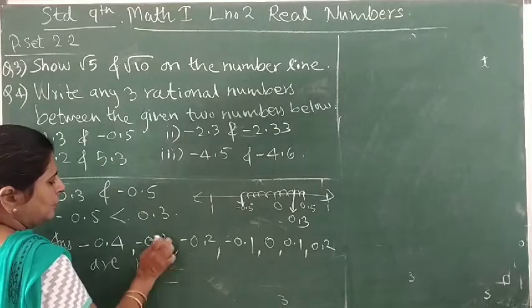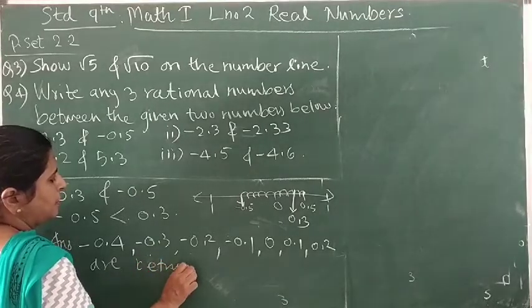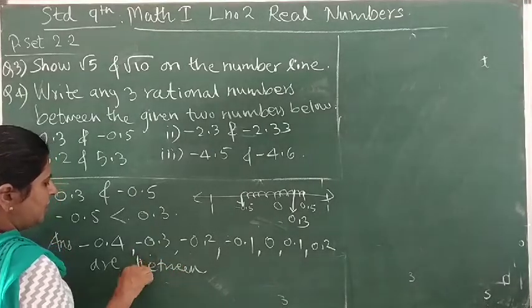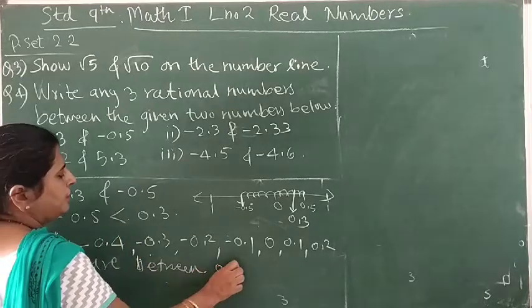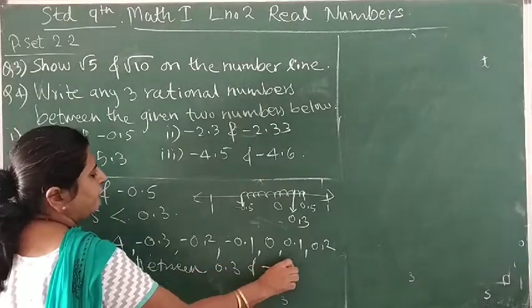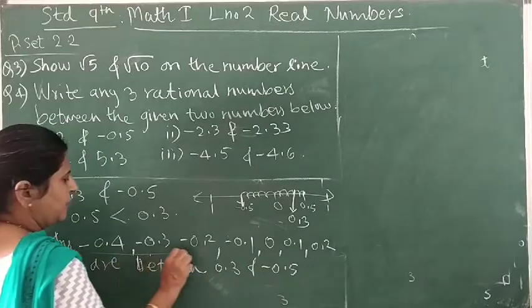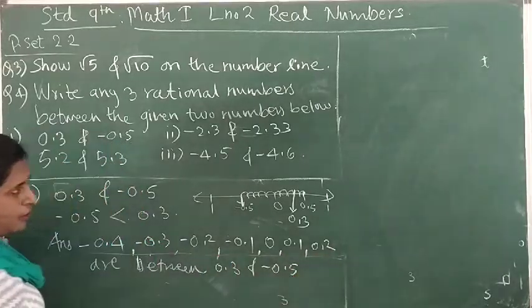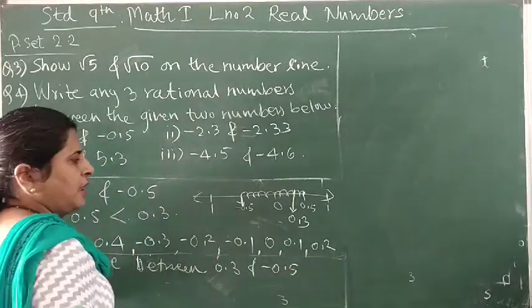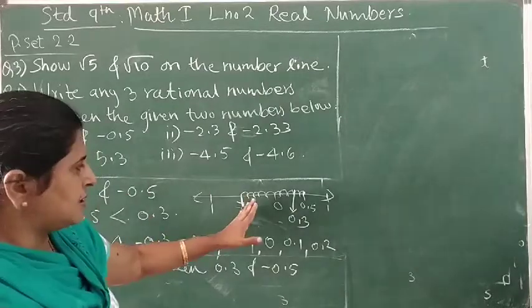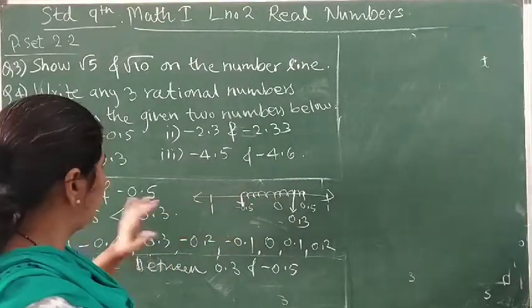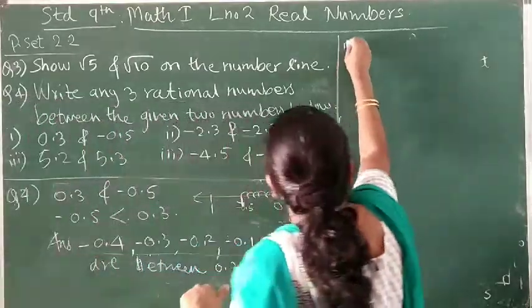These are the rational numbers between 0.3 and minus 0.5. Now out of the 7, you can write any 3 whichever you want. So like this you can write. This way you can understand with the help of a rough figure, and then you can write. Now come to the second one.